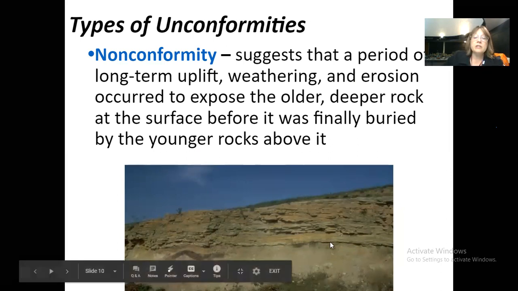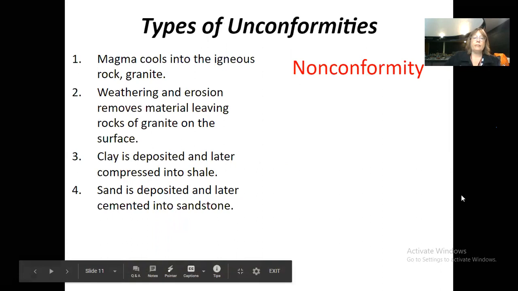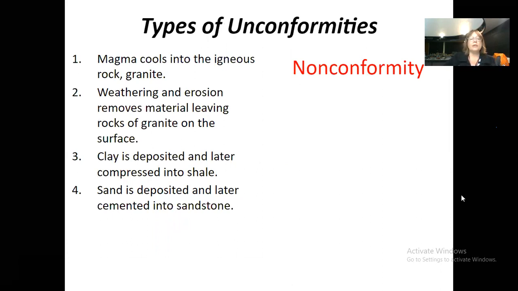So here is our nonconformity, this layer right here, this boundary. This is the erosion surface. So our igneous or metamorphic rock is below that, and all of these are layered sedimentary rocks above it. So here's my homemade animation of a nonconformity.